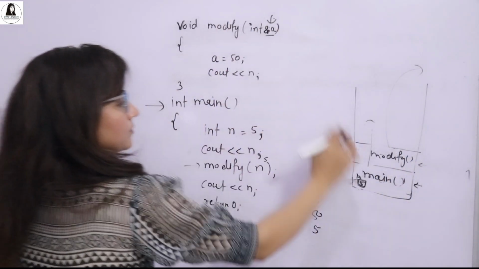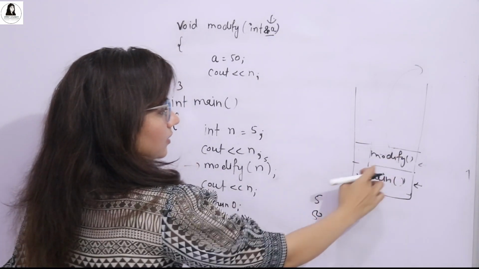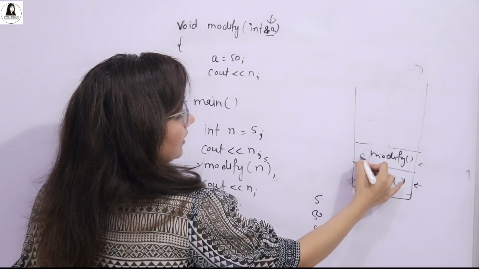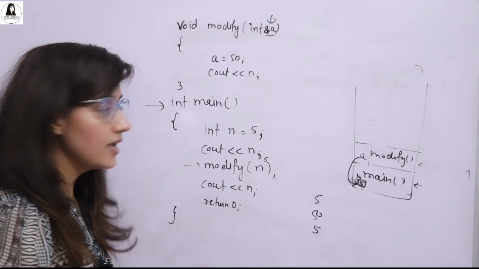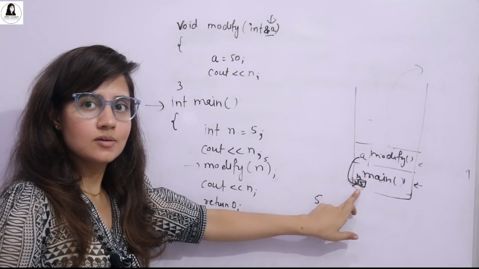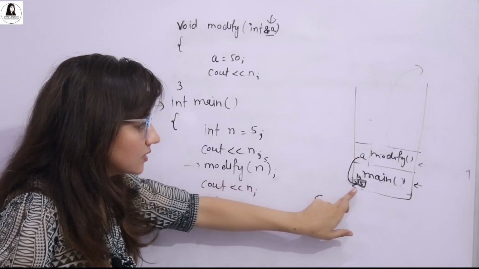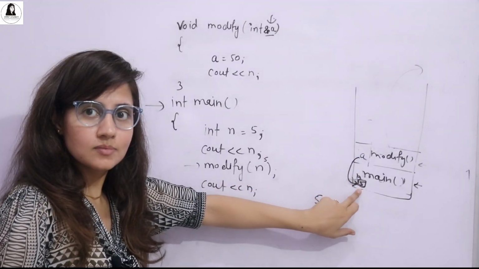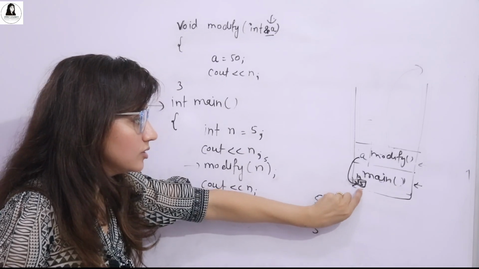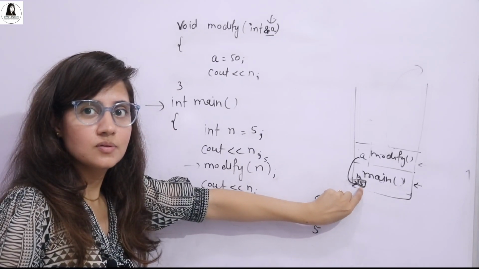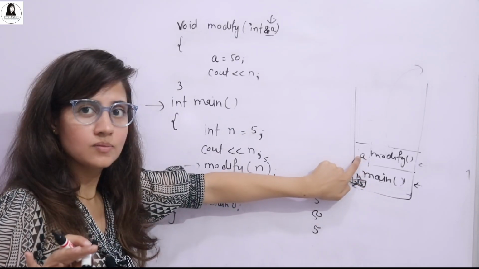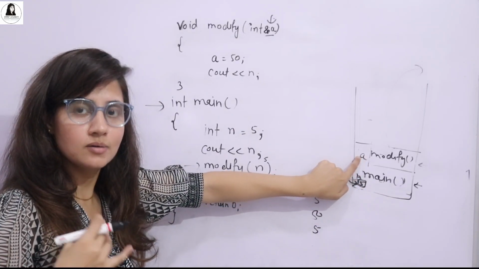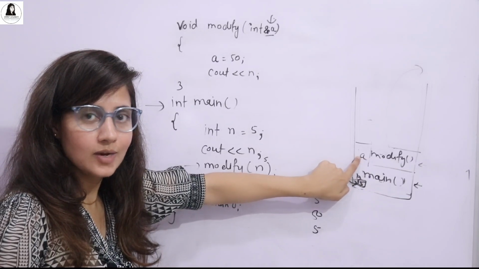So now the active frame is modify, this function's stack frame, right? And here we have a, which is a reference variable to this n. So it is the same as n, right? Both are pointing to this same value 5, just an alternative name for this value 5. One is n, one is a, right? Like Jenny and Jayanti, both are names of me only, right?